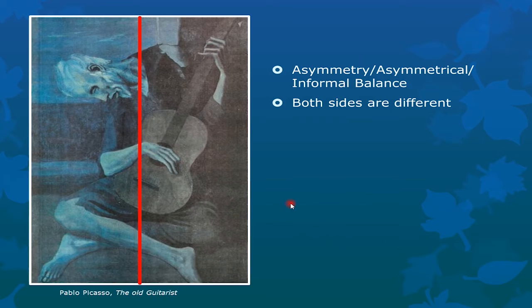Both sides are different. The right side shows the tints of blue. On the left side, it shows the shades of blue.